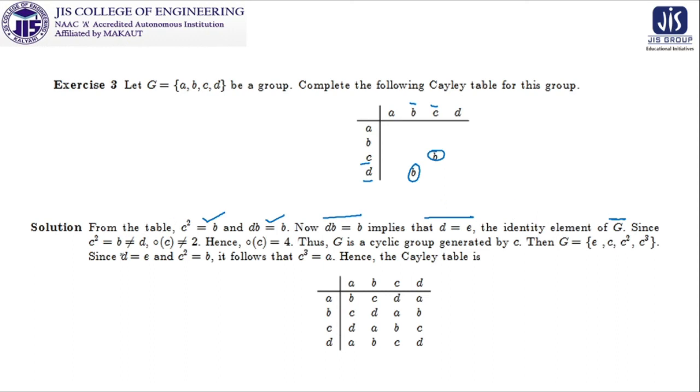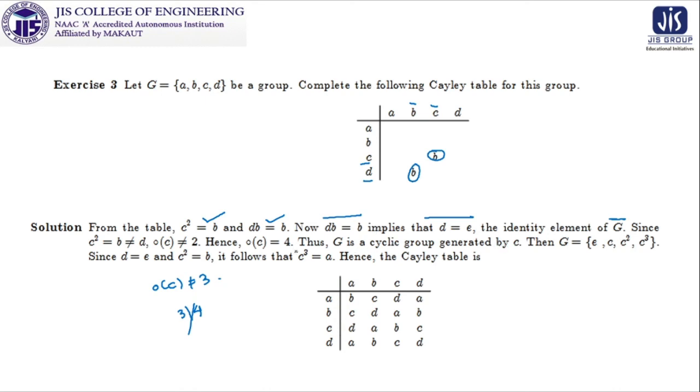Now since C square is equal to B, which is not equal to D, the order of C is not equal to 2. Hence the order of C is equal to 4, because the order of C can't be equal to 3 as 3 does not divide 4. Thus G is a cyclic group generated by C.